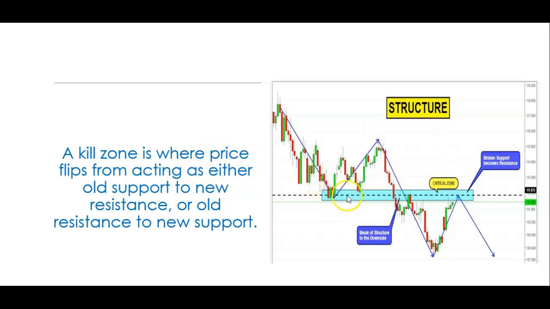Here, this zone is acting as what? As support. So price dropped, couldn't break this zone. It rallied up, it came back, couldn't break this zone. So this is our support. But note that eventually price broke this zone. And when price broke this zone, price was going to go higher, but this zone rejected price. So on this occasion, this zone was acting as resistance. It couldn't break this zone.